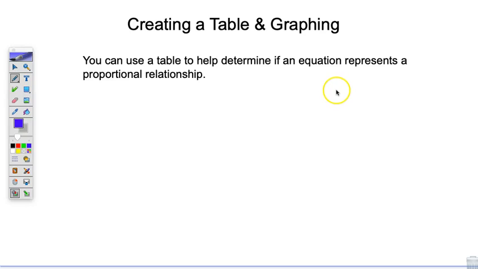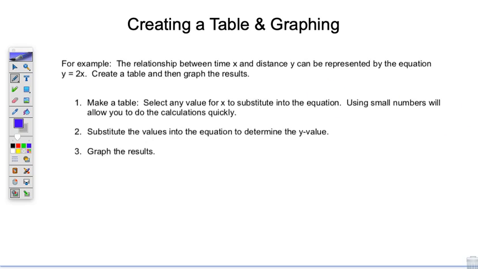Today we're going to look at an example where we can use a table to help us graph an equation. So you can use a table to help determine if an equation represents a proportional relationship. For example, the relationship between time x and distance y can be represented by the equation y equals 2x. Create a table and then graph the results.